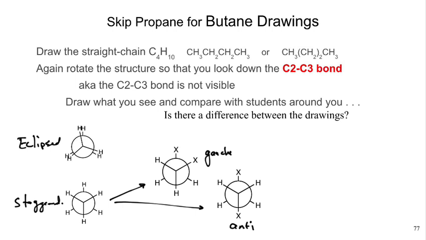Okay, so cool. We ready for the next thing? Go for it. Where did you define anti? Is it just the opposite of gauche? Anti isn't the opposite of gauche. It's where our two groups are opposite across that bond. So if we look at our anti, we've got an atom X and an atom X. They're opposite each other in the drawing. In gauche, they're not opposite each other.